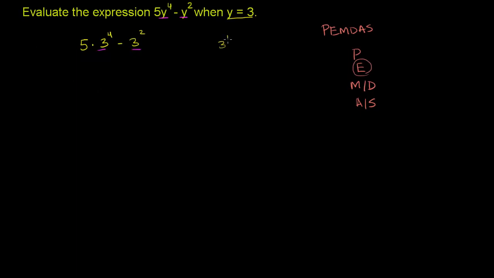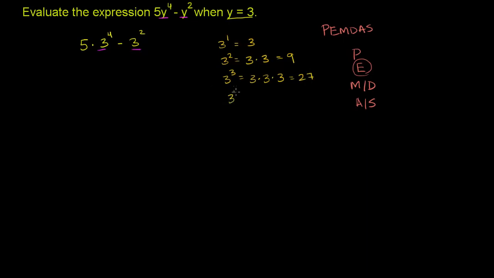So just remember, 3 to the first is just 3. It's just 3 times itself once. 3 squared is equal to 3 times 3, 3 multiplied by itself twice. That's equal to 9. 3 to the third power is equal to 3 times 3 times 3, or you could view it as 3 squared times 3. So it'll be 9. 3 times 3 is 9. 9 times 3 is equal to 27.